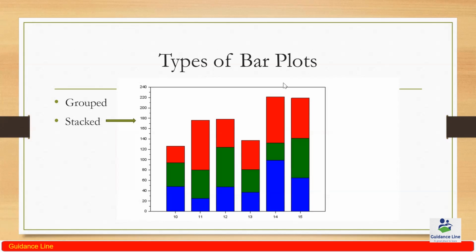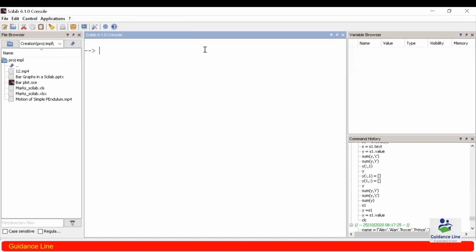Now we are going to see these bar plots in Scilab. In this Scilab console, first we define different variables for different vectors. Let us suppose this is the student ID, and I am simply writing the roll numbers over here, which I have already called the student identifier. So we have these data sets available over here.